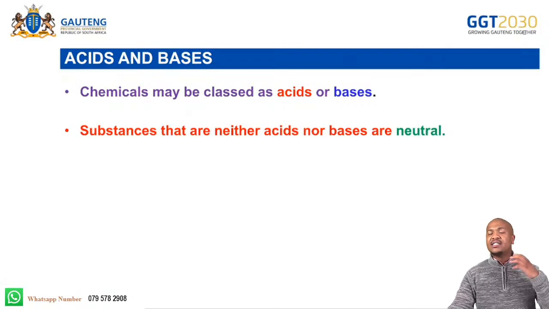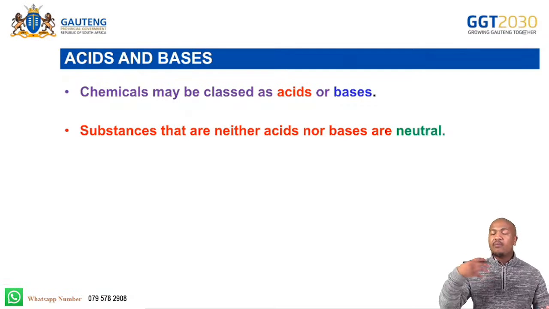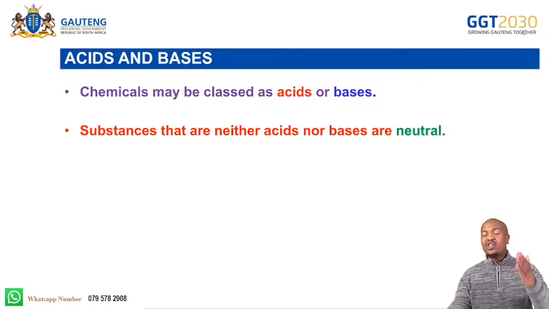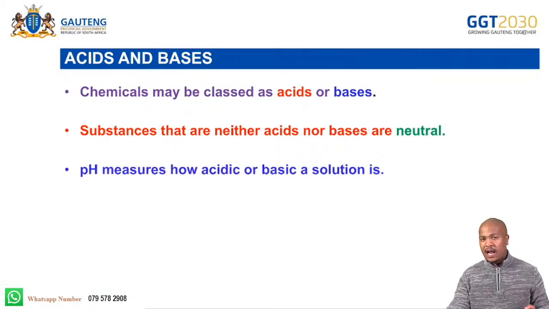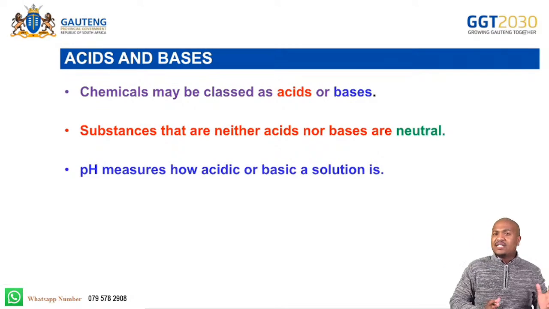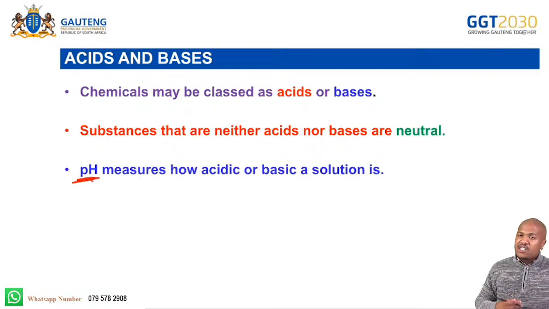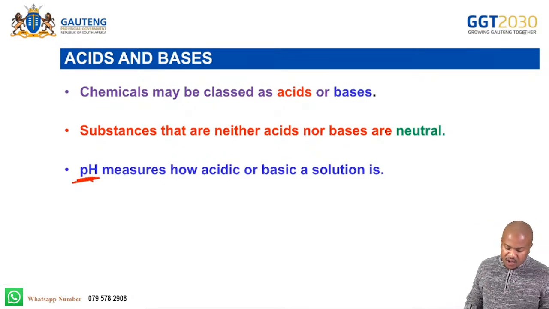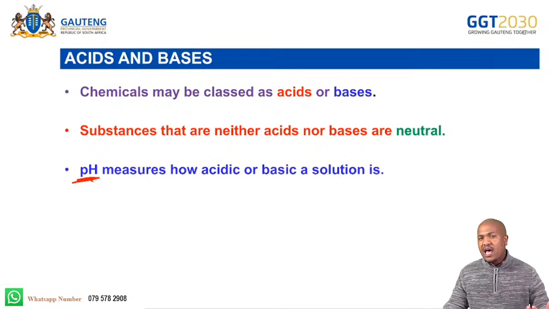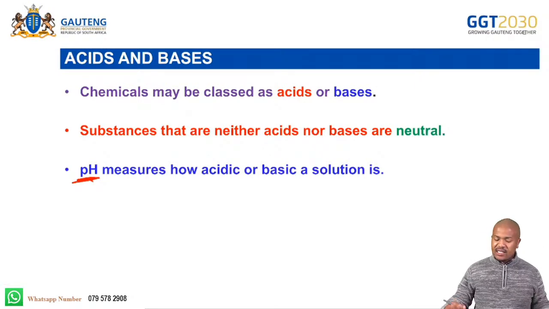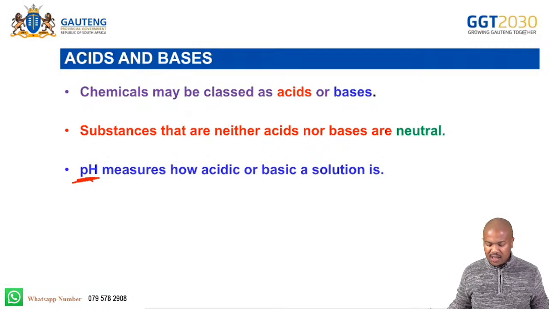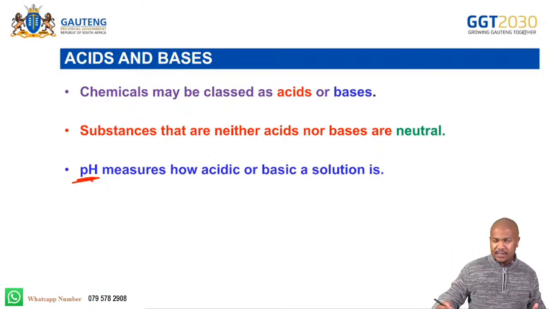Substances that are not acidic and not basic at the same time, which are just there in the middle, we say such substances are neutral. So what do we use to measure all of this level of acidity and alkalinity? The pH, and specifically the pH scale. The pH is the one that measures the levels of acidity and alkalinity in a solution. It measures how acidic or basic a solution is.